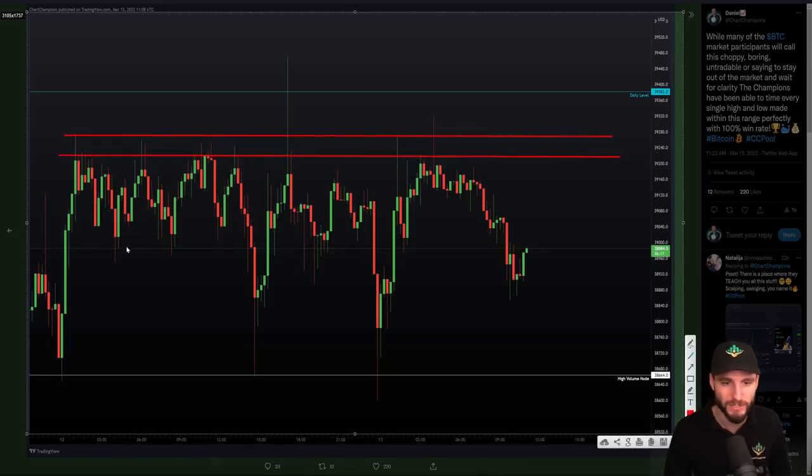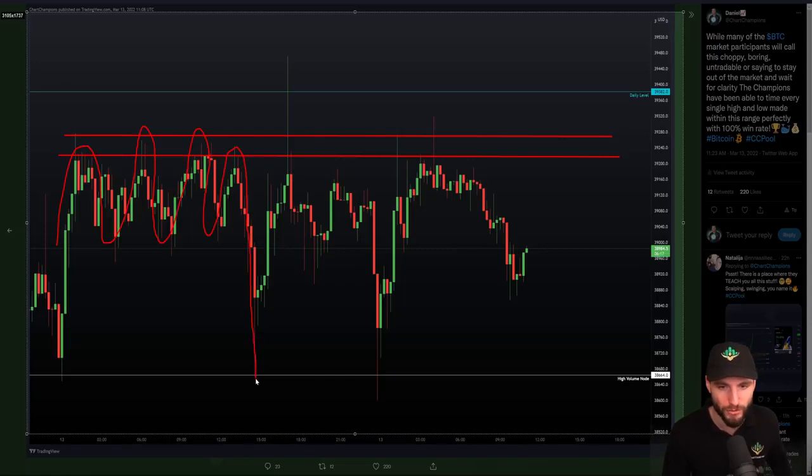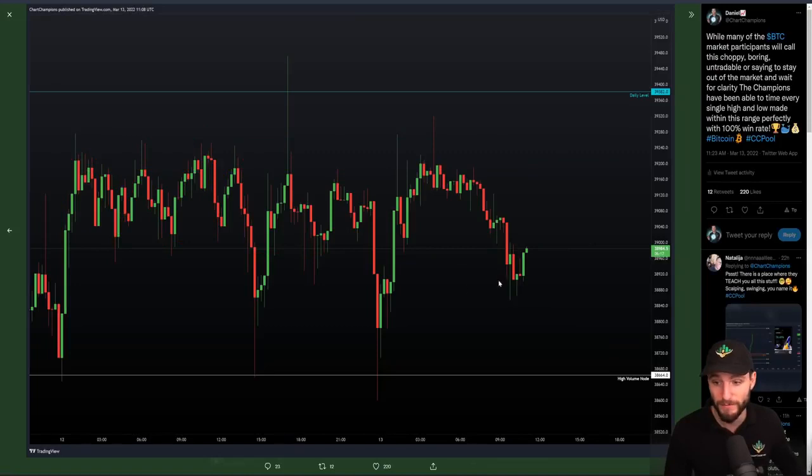Wick, rejection, wick, rejection. This in itself was a mini range that we were actually trading from here. Yeah, this was a mini range that you were trading before you got to the high volume node low. Okay, so overall that was its own mini range. Hope that makes sense. So you come up to the high of that mini range and back down to the low of the mini range. E.g., you've got a lot of trades going on within here. Okay, a lot of trades going on.